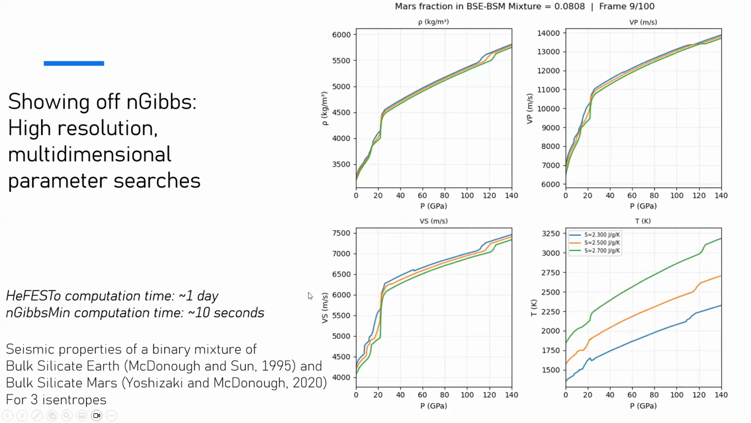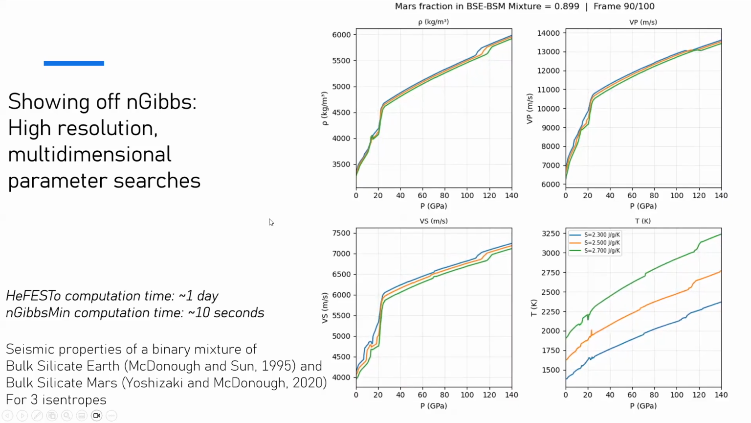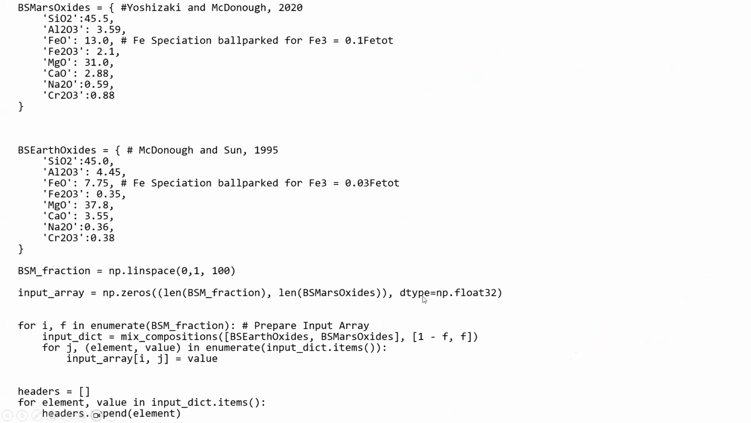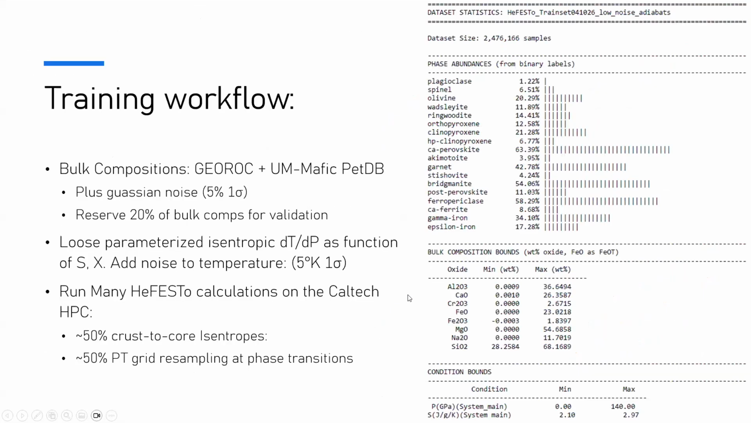Yeah, TBD. These calculations would have taken a day with HeFESTO, 10 seconds on nGibbs. Here's some code of what it would look like. I think I'm going to move past this right quick because I'm running out of time. I have a bit of a training workflow here that we can also talk about. I'd welcome any questions. In fact, maybe I should just stop now while I'm ahead and see if there are any questions. Are there any questions?